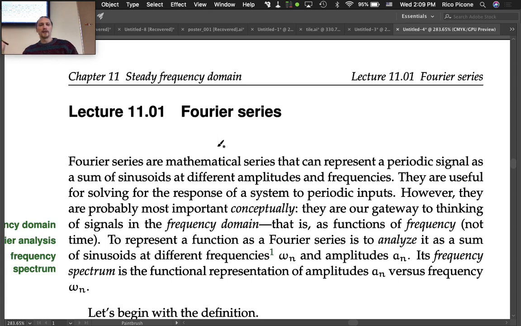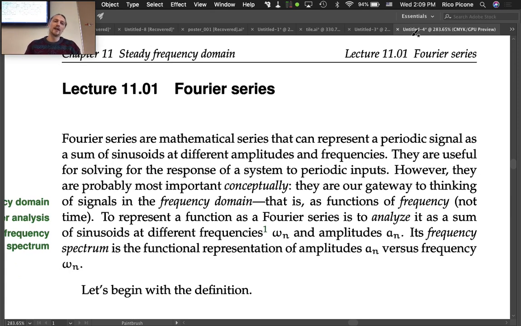Okay, so without further ado, let's start lecture 11.1, Fourier series. Fourier series are mathematical series that can represent a periodic signal as a sum of sinusoids at different amplitudes and frequencies. And that's kind of the whole thing, but there are details. That first sentence kind of gives the whole thing away. So they are useful for solving for the response of a system to periodic inputs. That's what we're going to be using them for in this chapter. That's one of the main things.